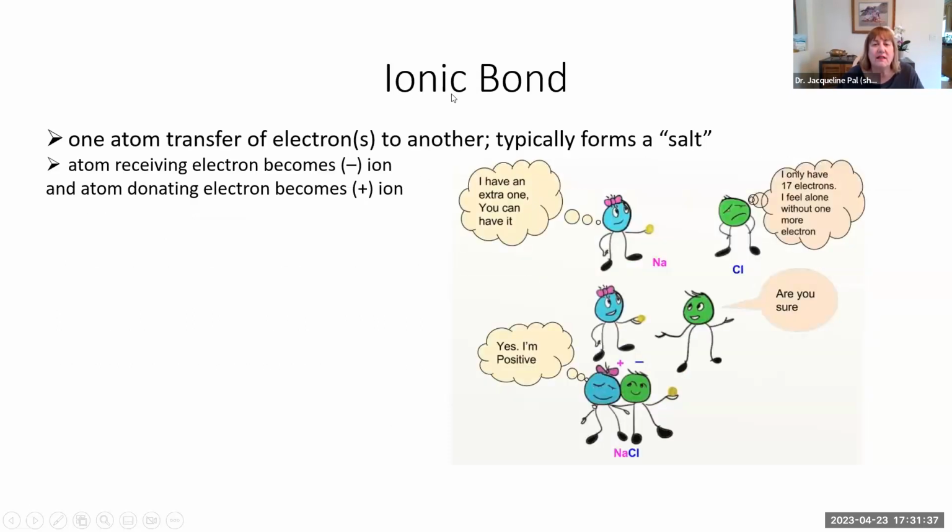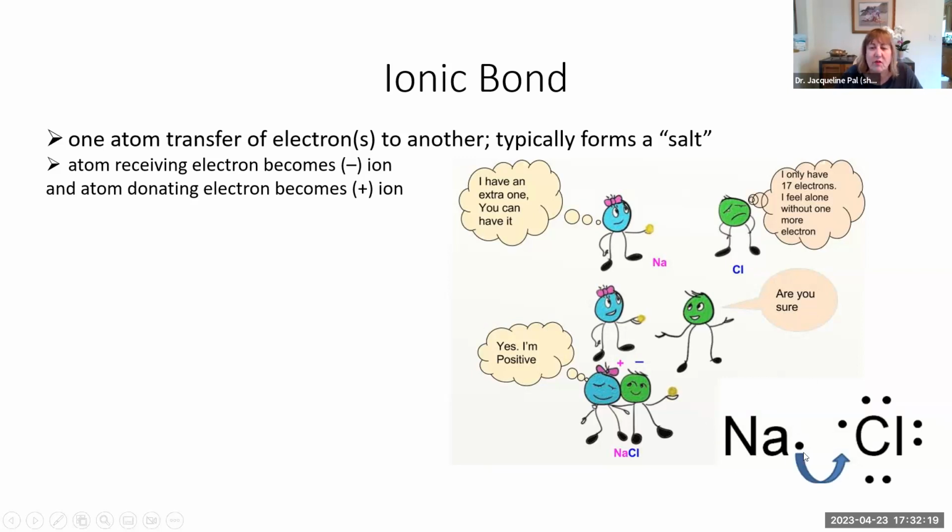The first type of bond is called an ionic bond, where an atom is transferring an electron to another one. For instance, sodium has 1 extra electron, and it's going to chloride, which only has 17 electrons, and it wants that third shell to be full at 18, so sodium donates 1 to it. And so then it's very happy. The atom receiving the electron becomes negatively charged. So chloride has a negative charge. Sodium has given up an electron, so it becomes positively charged. And opposites attract, the positive and the negative attract each other, and they form an ionic bond.